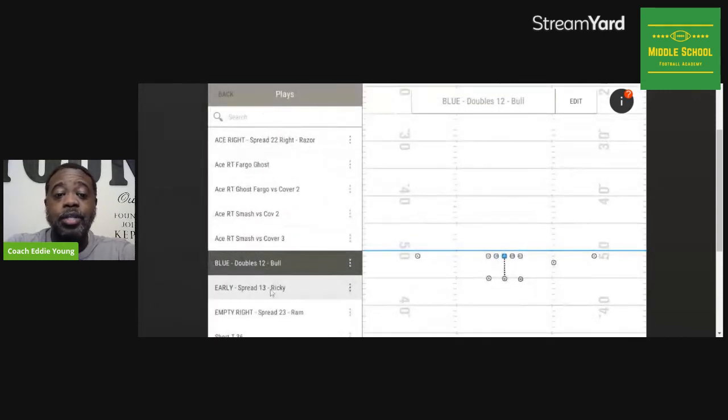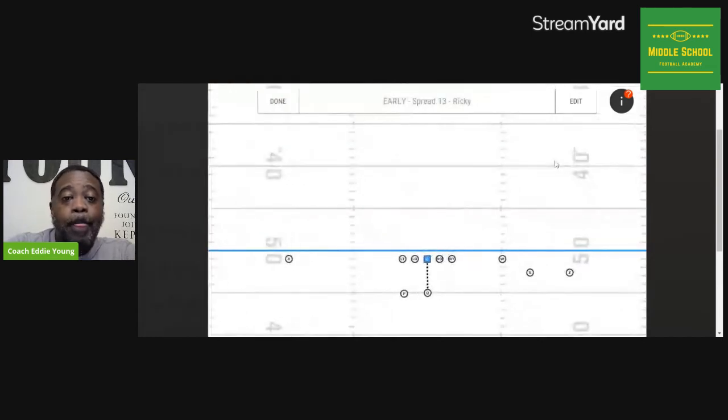Next up, here's another one. Early, spread 13, or Ricky. Early, once again, typical air raid formation name. Spread 13, you got one receiver over here, three receivers over this way. Now, let's just say that you wanted to reverse this. If the trips receivers were on the left and the one receiver was on the right, it would be spread 31. Now, Ricky, because you have three receivers where? On the right.